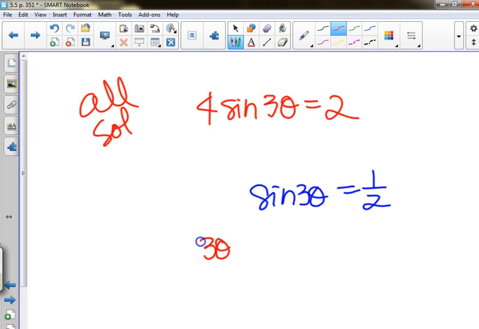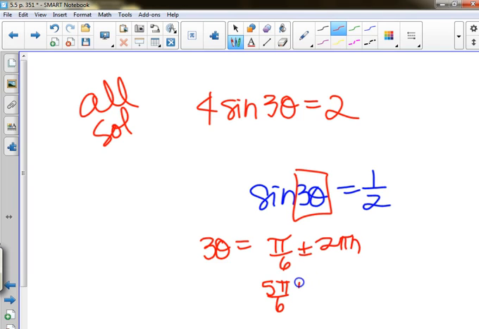Yep, 3 theta equals, where does that happen? Positive 1/2 for a sine value. Pi over 6 and 5 pi over 6, okay? And if it said all solutions, you need 2 pi n, but we still have to do what? Got to take 1/3 of everything, or divide by 3. What would that become? Pi over 18 plus or minus 2 pi n over 3, or 2/3.